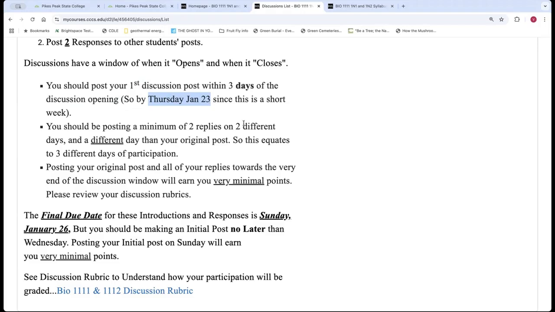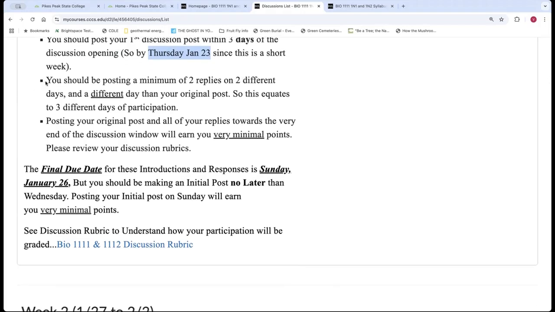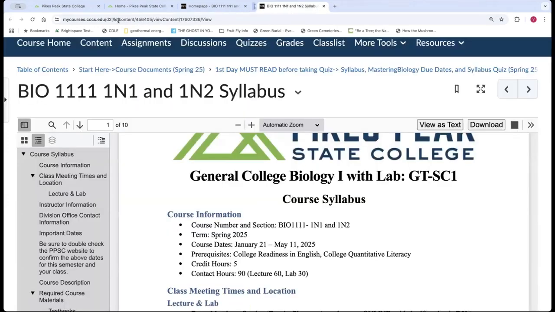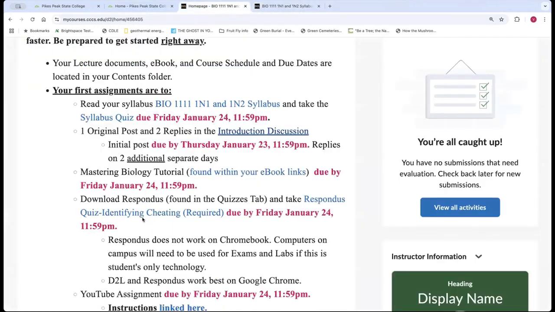That's your original. Now, throughout that, you should also participate a minimum of 2 replies on 2 different days than each other, and different days than the original post. So that means you will have a total of 3 different days of participation. Okay. I provided a rubric for you. So let's go ahead and go back to the main page.